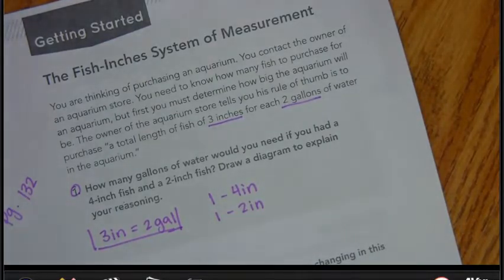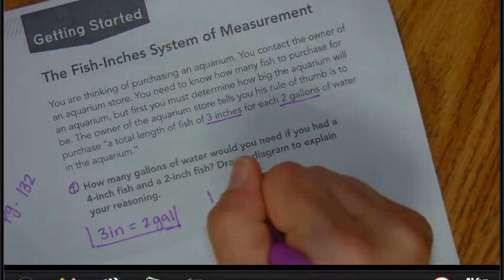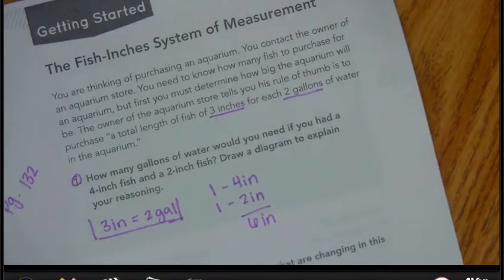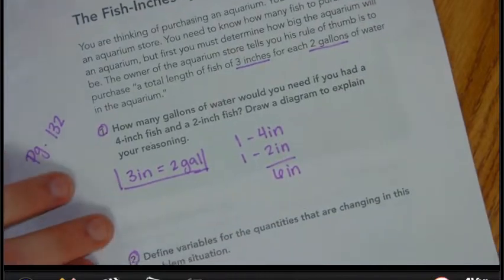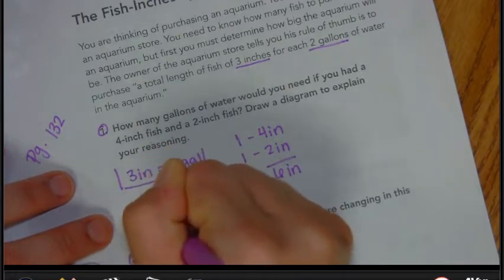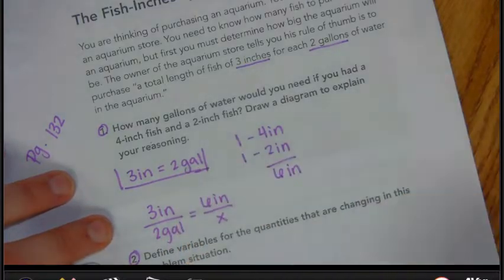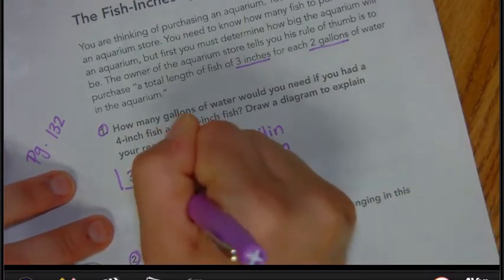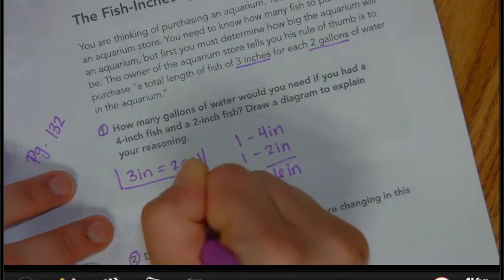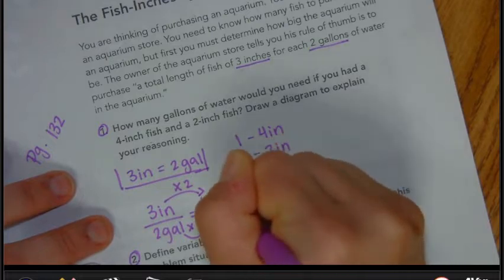So let's take a look here. 6 inches. So how many total inches do I have? I have a total of 6 inches worth of fish between the two. So I'm going to set up a proportion here of 3 inches over 2 gallons. I know that I have 6 inches, and I want to know how many gallons this is. Well, 3 to 6 is times 2. What I do on top, I must do on bottom. Well, 2 times 2 is 4 gallons total.